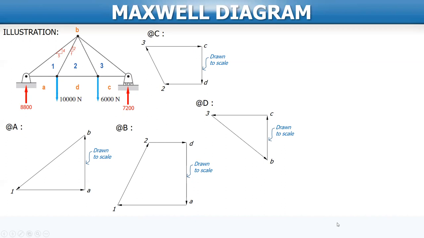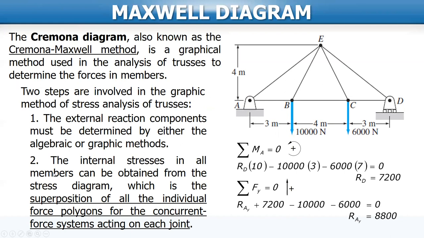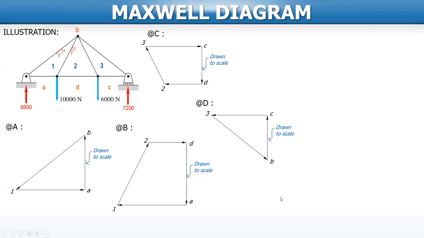So, this is the individual force polygon. Let's go back. The Maxwell diagram is the superposition of all the individual force polygons for the concurrent force system acting on each joint. So, this is the individual force polygon. Next is the superposition of the force polygons. Let's start with this one. We have AB1.